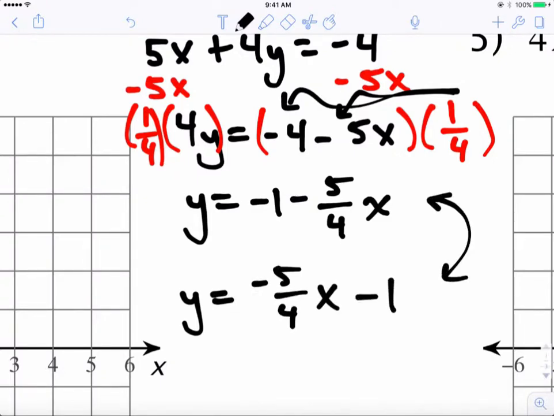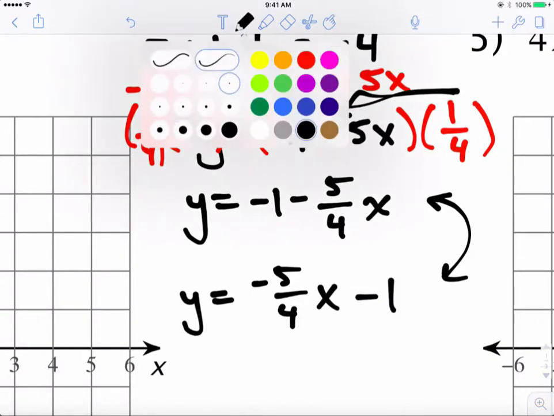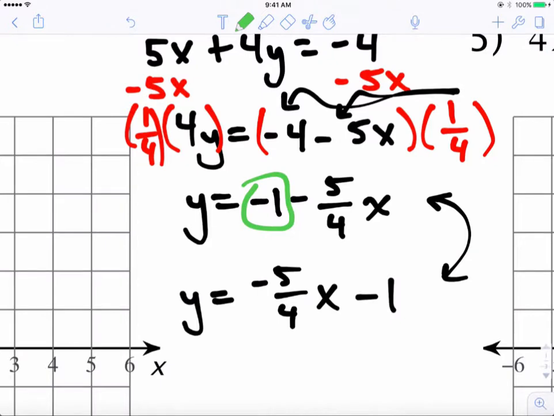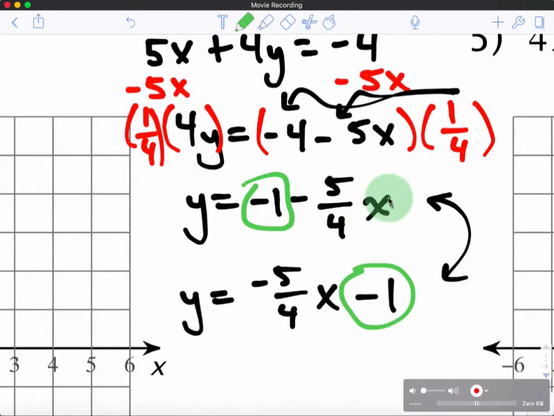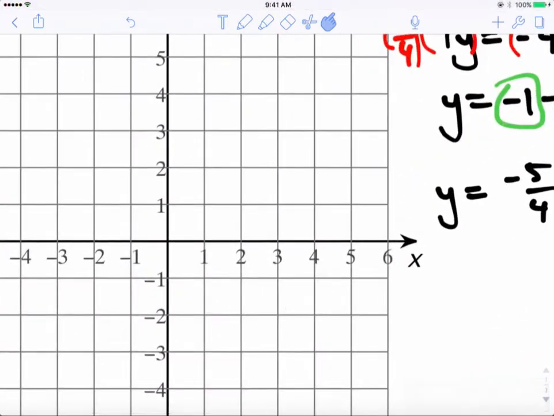It's all about interpreting what it means. In this case, I think that this negative 1 is going to be the y-intercept of the graph. It's the value of y when x is equal to 0. And that shouldn't be surprising, right? If x is equal to 0, this will all multiply to 0. Same here. So negative 1 is our y-intercept right here. Fantastic.